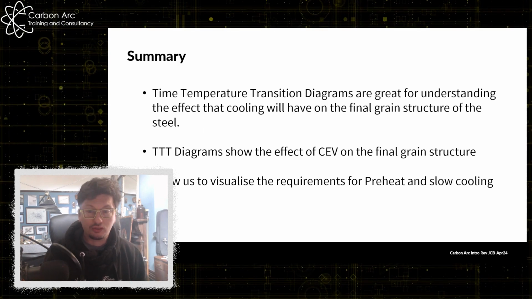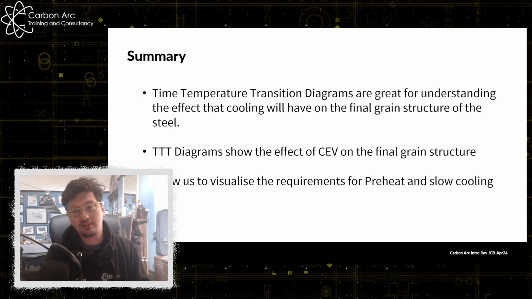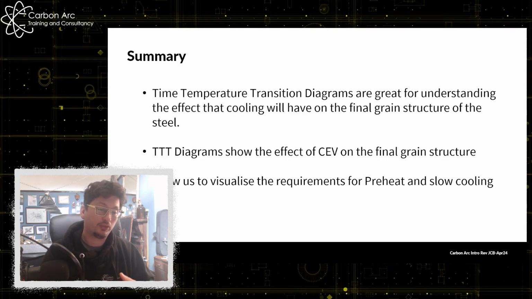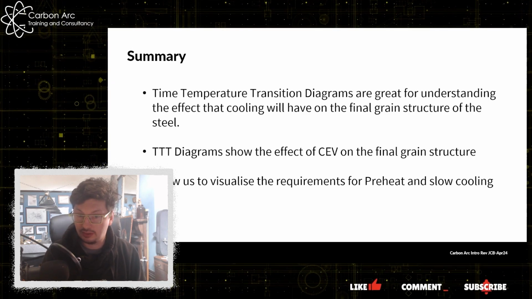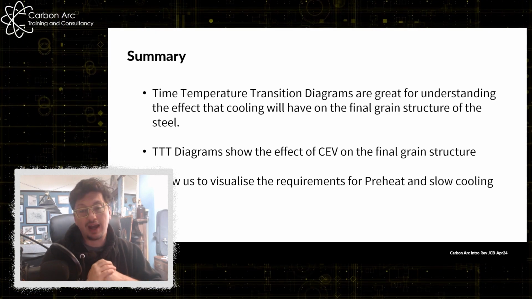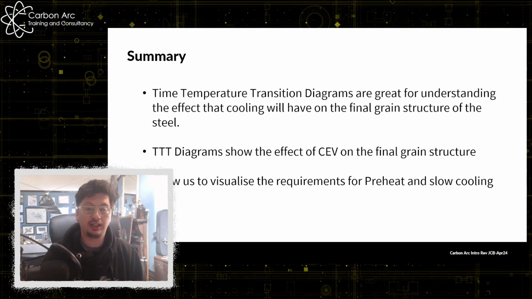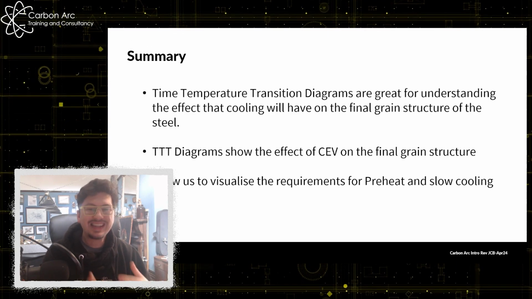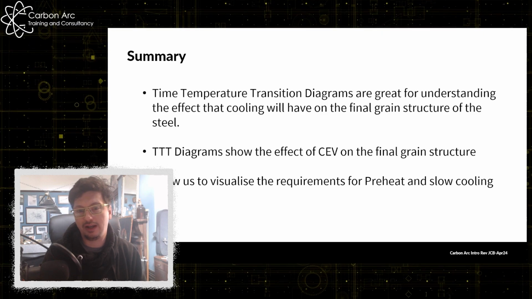So as a very quick summary, what have we got? Well, time temperature transformation diagrams are great for understanding the effect of cooling, right? And they help us visualize the requirements for preheat and slow cooling items we might want to put in. We can instantly see that if we have a high carbon equivalent, it's going to push everything to the right, and I'm going to need to have a higher preheat, or I'm going to need to slow cool in an oven or fire blankets over the top and get it back to that line crossing the pearlite ferrite section of a graph.